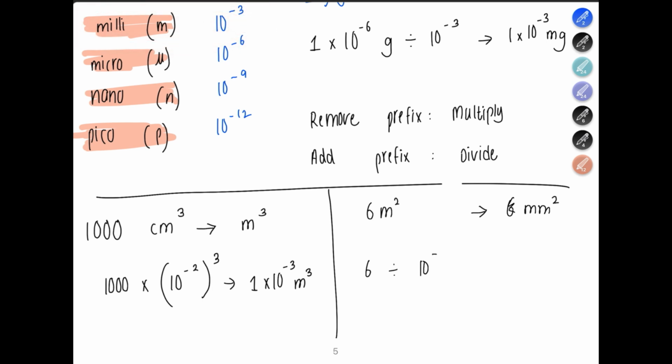So you will write negative 3. Now you can see we have a square, so you're just going to square this. This is going to be 6 multiplied by 10 power 6 millimeter squared.